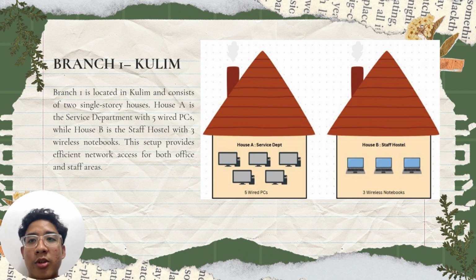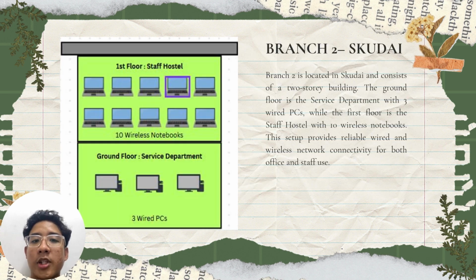Okay, Branch 1 is located in Kulim and has two buildings, House A and House B. House A is the service department with 5 wired PCs, and House B is the staff hostel with 3 wireless notebooks, providing both wired and wireless connectivity. Branch 2 is located in Skudai and has a two-story building. The ground floor is the service department with 3 wireless PCs, and the first floor is the staff hostel with 10 wireless notebooks, providing reliable wired and wireless connectivity.